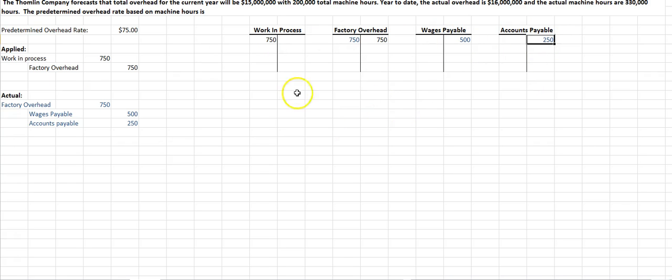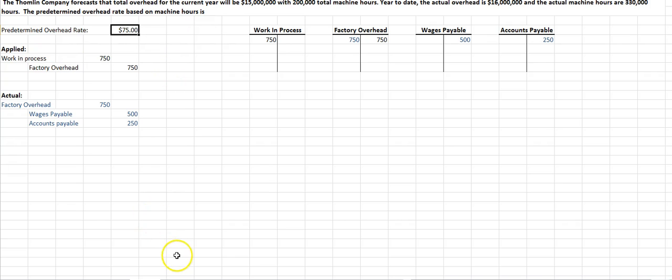So I'll show you more than I have to. The question here is, the predetermined overhead rate based on machine hours, the answer to that would be $75 an hour. Because remember it says predetermined, so we estimated 15,000 total cost and 200,000 total hours. So we're estimating that on a machine hour basis, we will be incurring $75 per hour in factory overhead. And that's what we're going to use to apply initially.